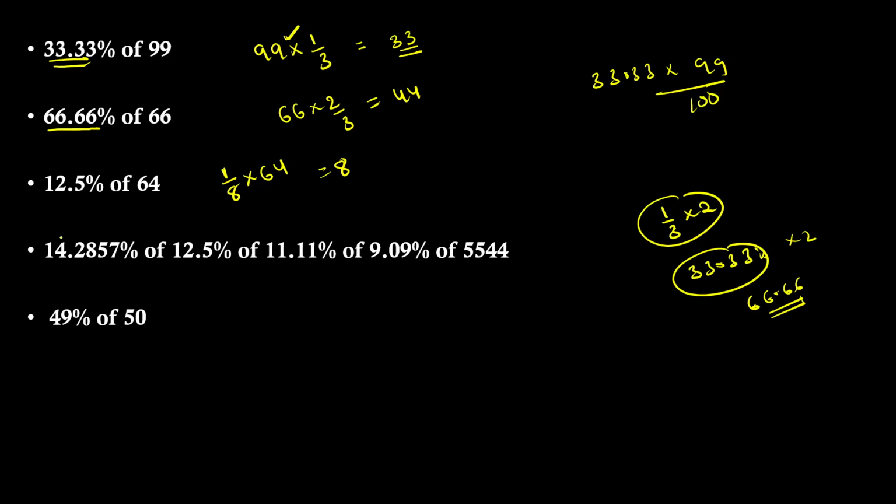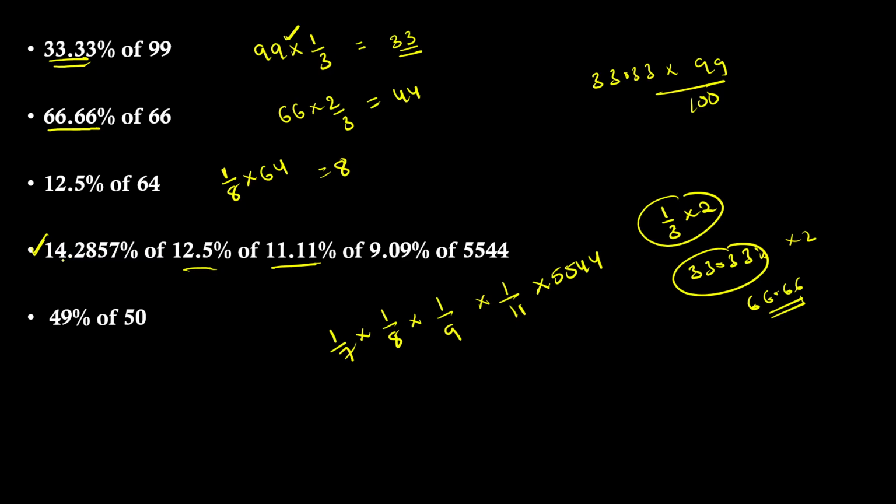Now let us solve this question. 14.2857% is 1 by 7th of a number. 12.5% is nothing but 1 by 8th of a number. 11.11% is nothing but 1 by 9th of a number. 9.09% is nothing but 1 by 11th of a number of 5544.